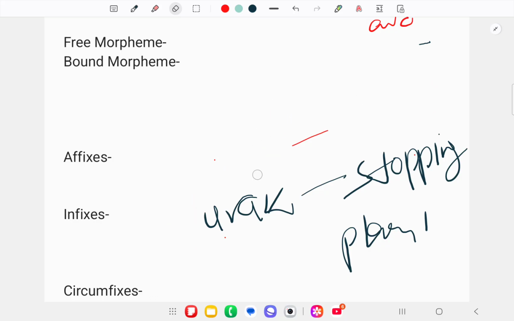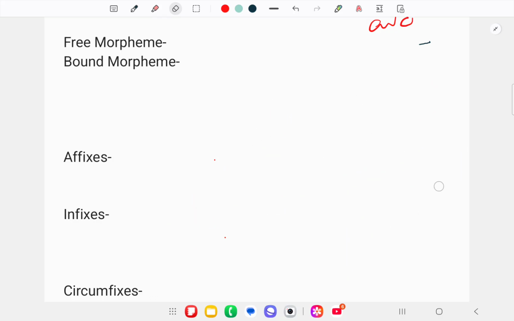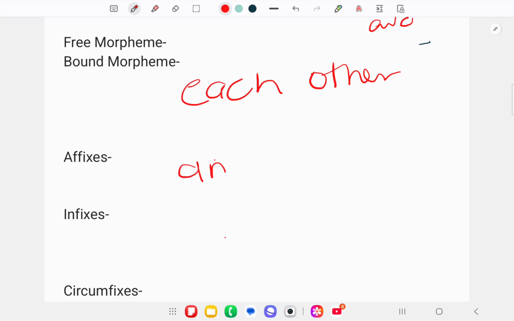While when we talk about the Turkish language, a morpheme is added to the verb, like anla. Anla means to understand.